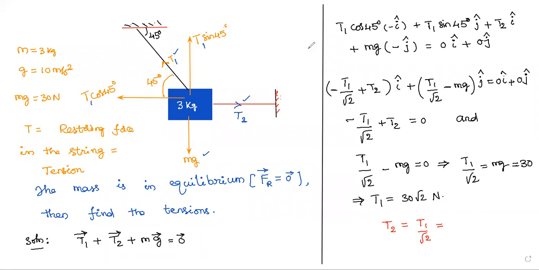Right, very good. T2 equals 30 root 2 by root 2. Root 2 cancels, that is equal to 30 newtons. Hence we got the answer. Now you understood the question on equilibrium model? Right, good. If you say yes, copy it, and then I will move to the next page.